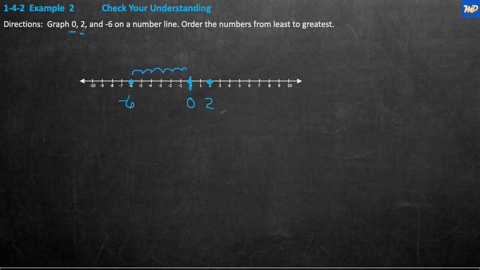We have now graphed these 3 in order from least to greatest. -6 is the least, 2 is the greatest. 0 is between them. So the outer numbers are either greater than or less than the number 0. That's an important concept: 0 is less than the number 2 and it's greater than the number -6. It's to the right of the -6 and it's to the left of the +2.